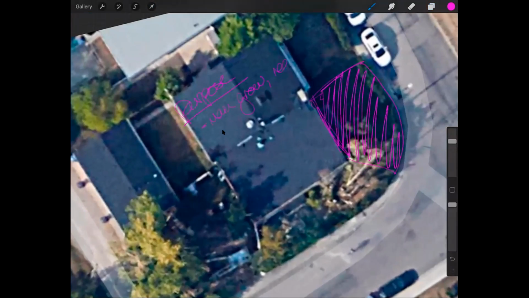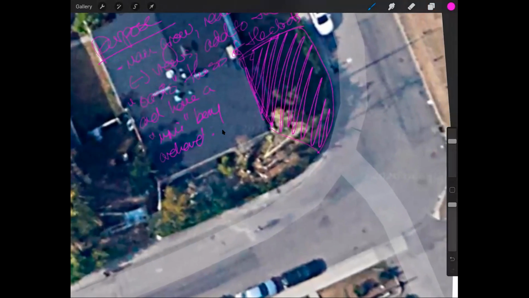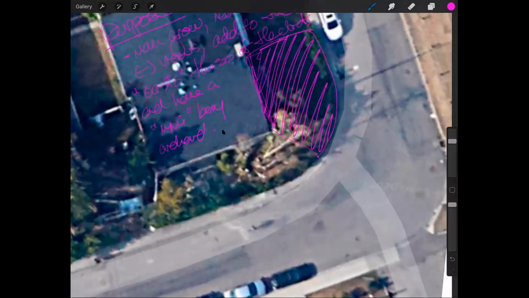We want to reduce negative views. We want to add to the oasis thesis of the clients and have a mini berry orchard in some way, shape, or form. So that's the purpose of this front yard.